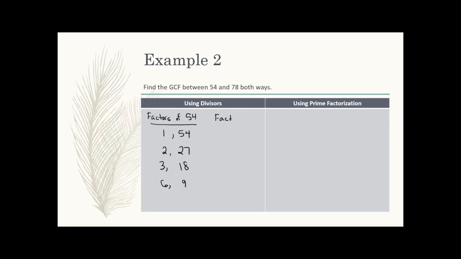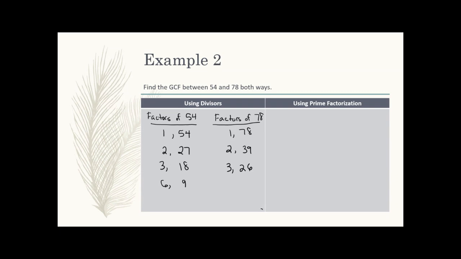Then I'm going to do the same thing for 78. I'm going to write these in pairs. So you always start with 1 and then the other number. 1 times 78 gives me 78. So 78 is divisible by 2. So 78 divided by 2 gives me 39. So that's the next pair. 78 divided by 3, that comes out to a whole number. So 78 divided by 3 gives me 26. So that's the next pair.